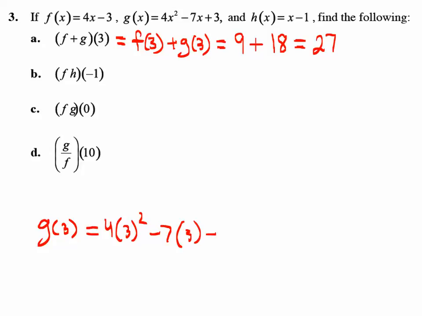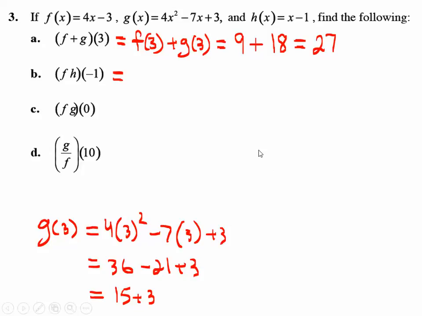I plugged in the 3 into the g function. So that's going to be 9. 9 times 4 is 36, minus 21 plus 3. So that means it'll be a 15 plus 3, or 18. Are we good there? So notice instead of building the function called f plus g of x, we just take individual points in there. Makes it a lot easier.